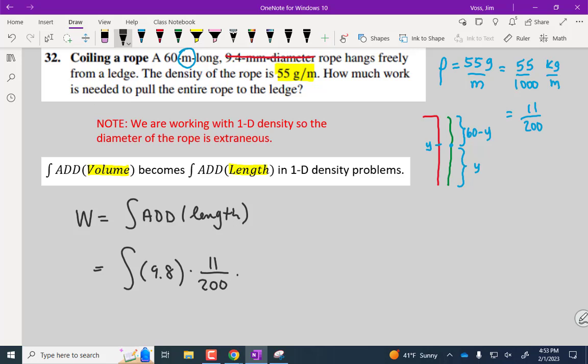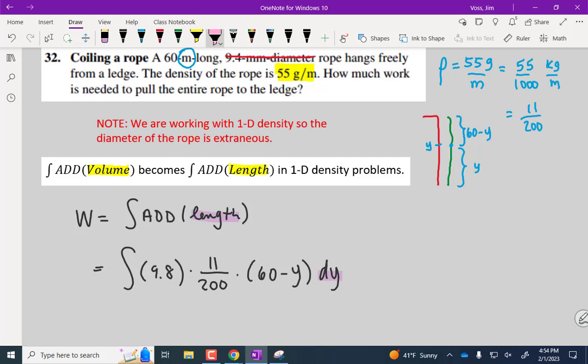All right, so now we know that the length is 60 minus y, dy, right? And dy is the length. So dy, length. Don't get sucked into thinking length means the length of the rope. It just means the length of your element.